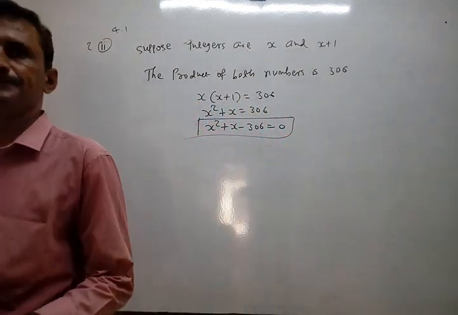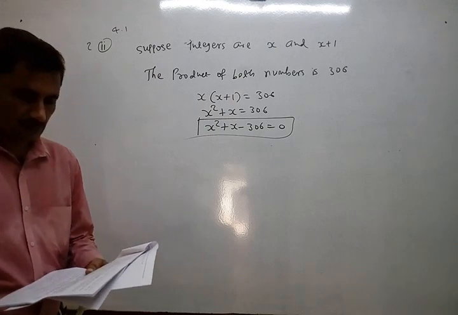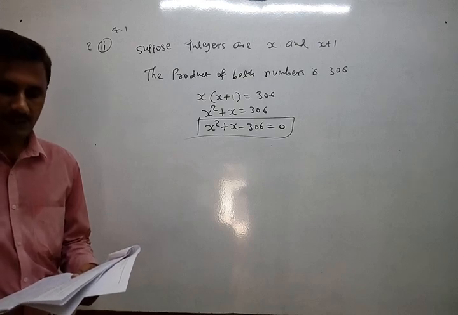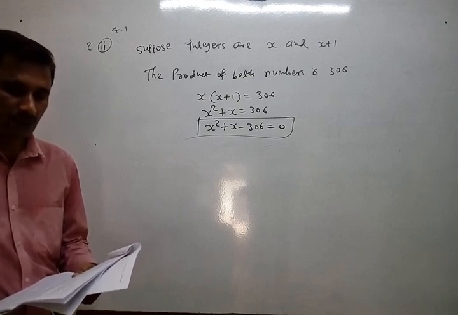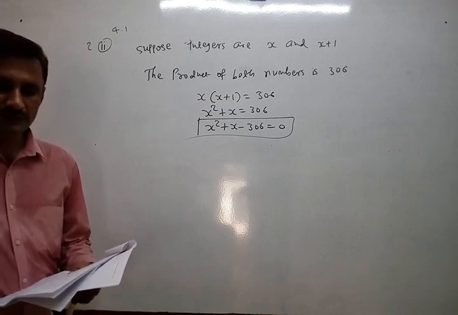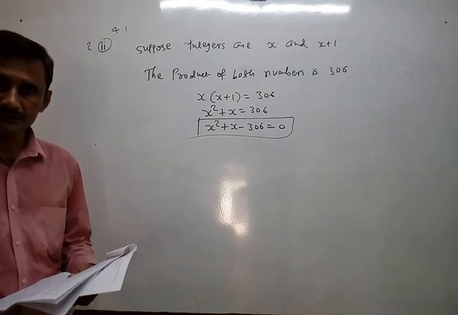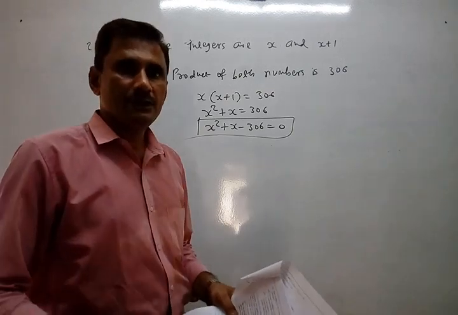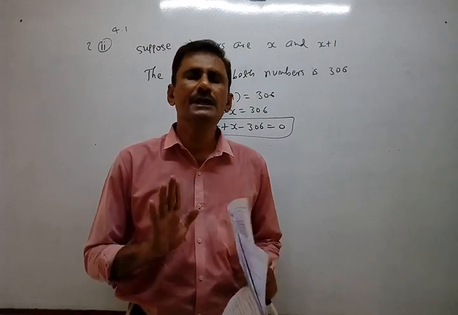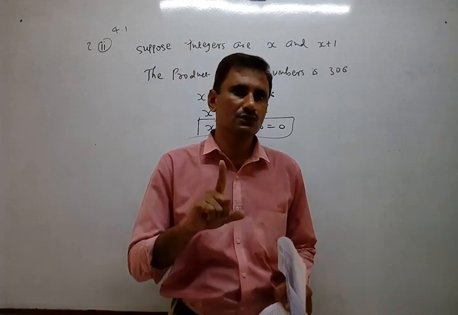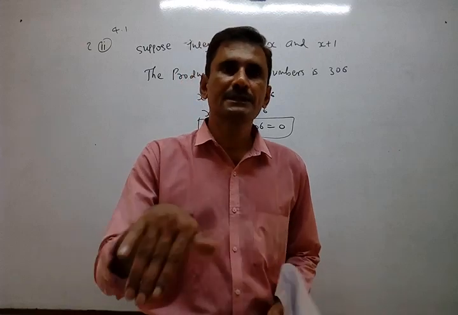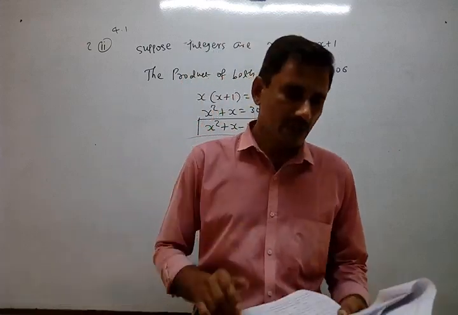Now look at number 3. Rohan's mother is 26 years older than him. The product of their ages 3 years from now will be 360. We would like to find Rohan's present age. And in age related sums, I told you earlier also, we always suppose present age, not past, not future age.